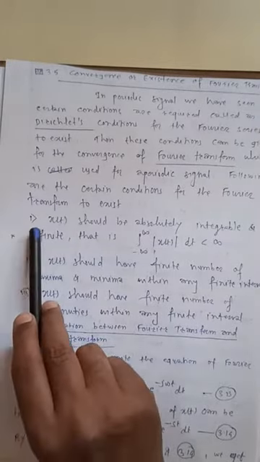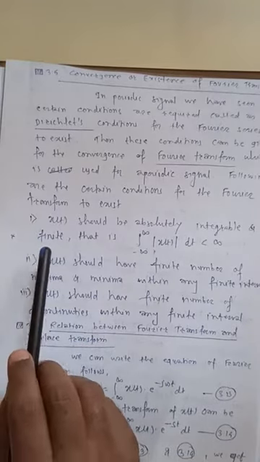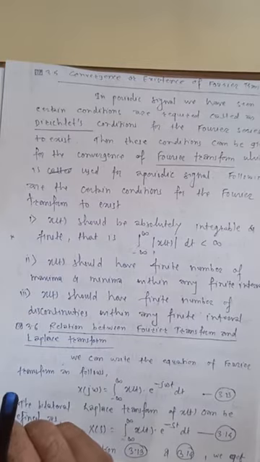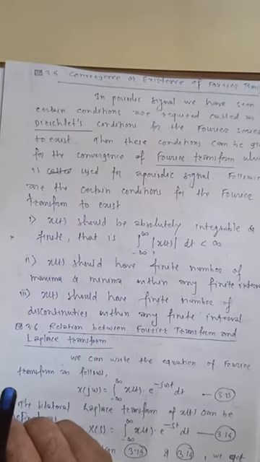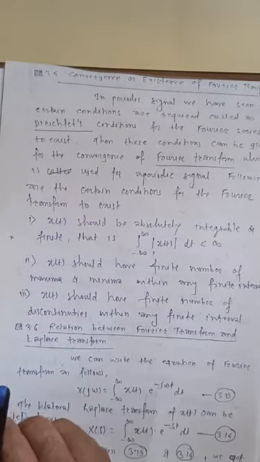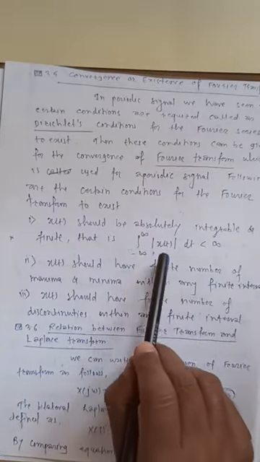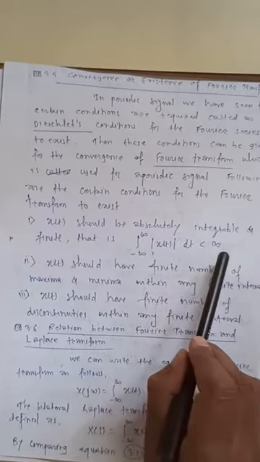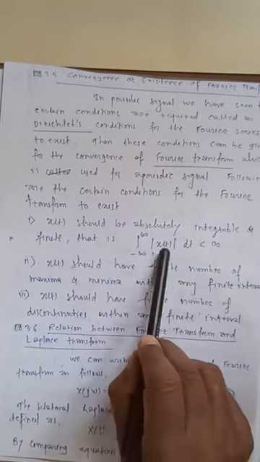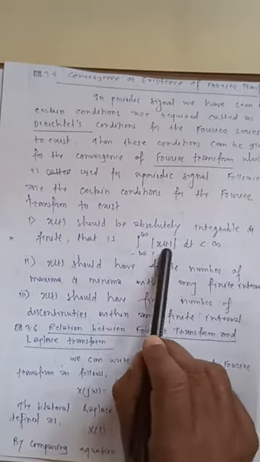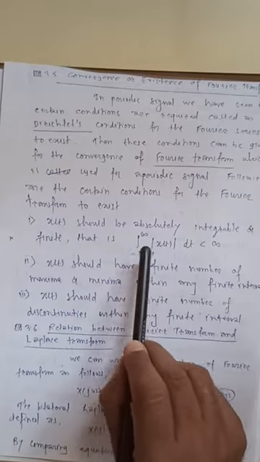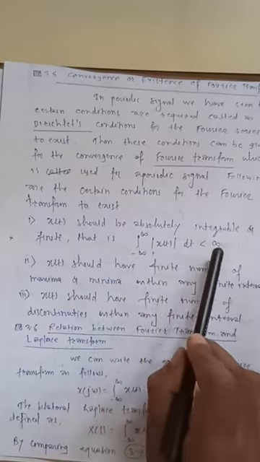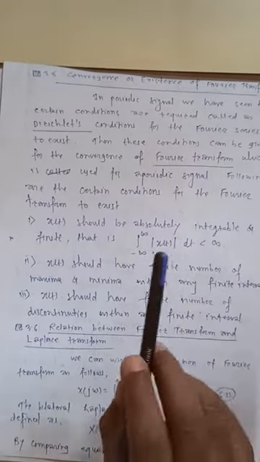The first one: the given signal x(t) should be absolutely integrable and finite. Means what? Once you solve this integration, the magnitude of x(t) dt should be less than infinity. That is, the integration from minus infinity to plus infinity of the magnitude of x(t) dt should be finite. That is the first condition.